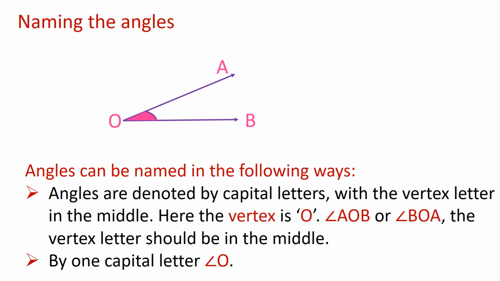Children, now you know how to draw an angle. Let us now learn how to name the angle. Angles can be named in the following ways. Angles are denoted by capital letters with the vertex letter in the middle. Here the vertex is O. So we can write it either as angle AOB or angle BOA. The vertex letter should be in the middle. O being the vertex is in the middle. The other way to write is just by one capital letter, that is angle O.